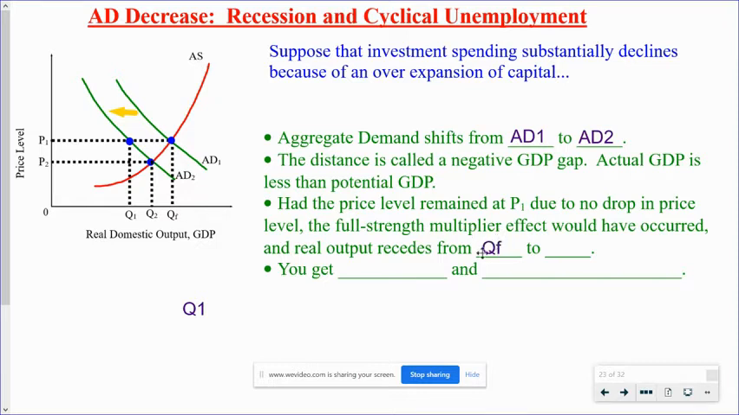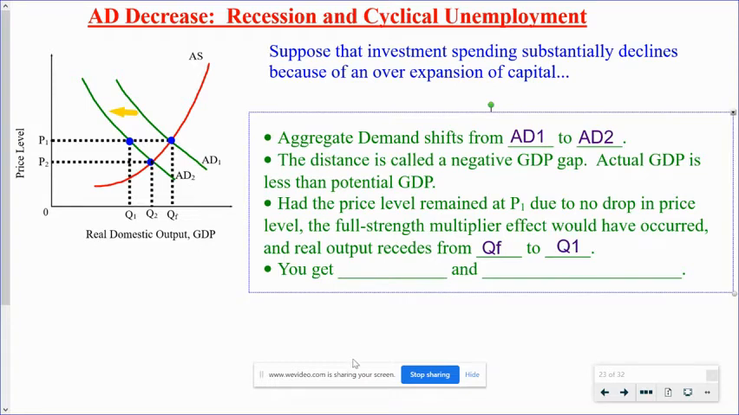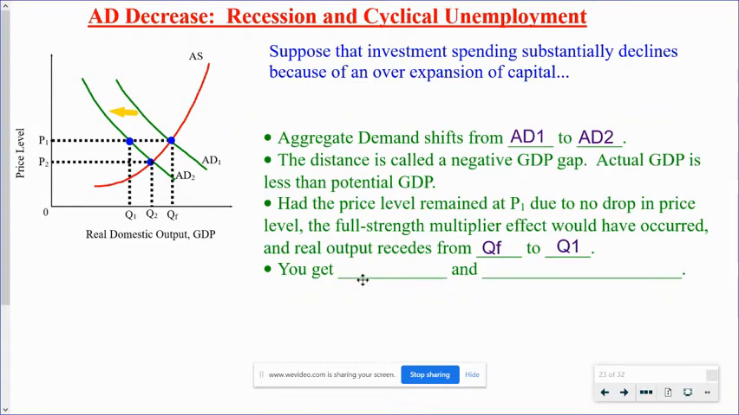And the question is, why hasn't it? But I think what we really want to recognize is, well, if we reduce from Q sub F to Q sub 1, what are we getting? Well, definitely, ladies and gentlemen, that is the issue. You're getting recession and cyclical unemployment, ladies and gentlemen. Resources are going to begin to lie idle.